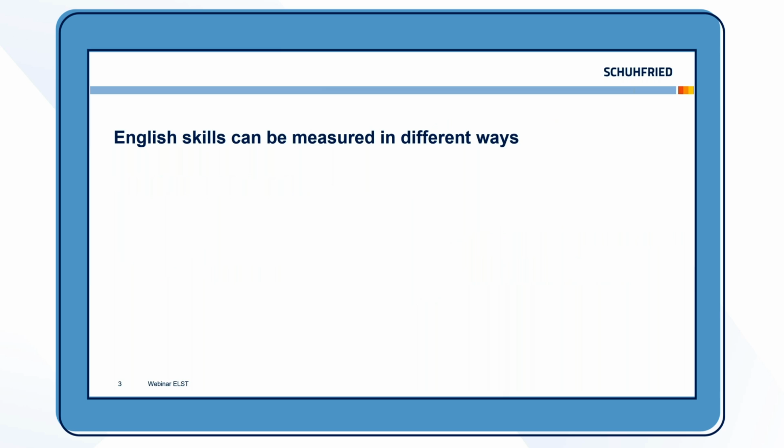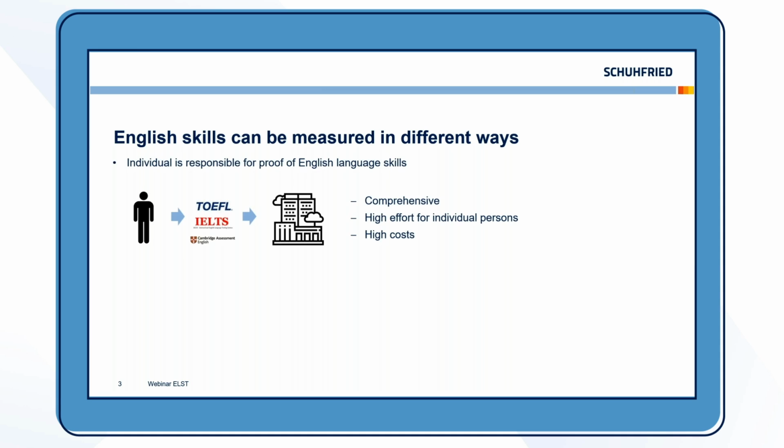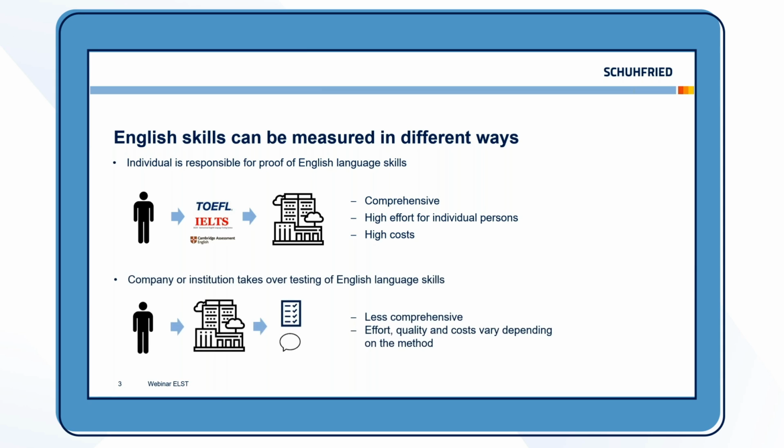Basically, there are many different possibilities, of course, but in general, I think one can distinguish two ways of doing this. On the one hand, I myself as an individual can make sure that I can prove my English skills. There are various internationally accepted language tests for this purpose. The advantage of these language tests is that they check language skills very comprehensively. The disadvantage is that it is very, very time consuming and costly for the individual.